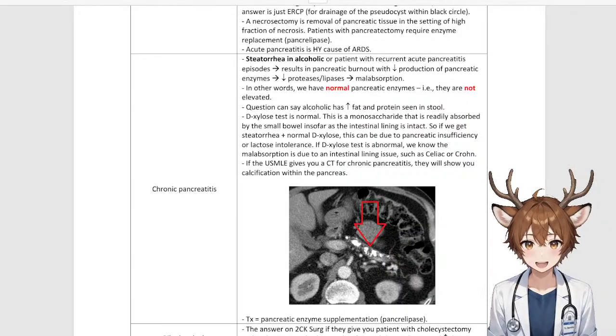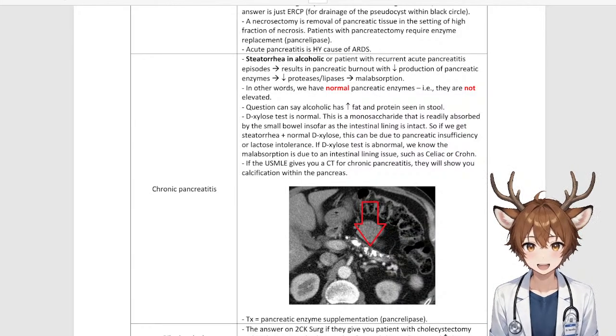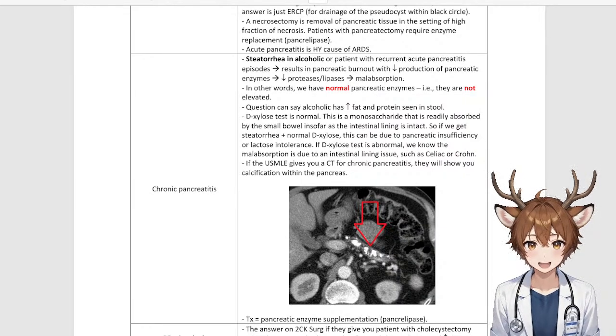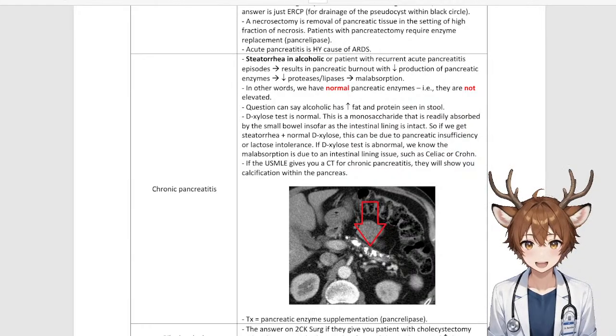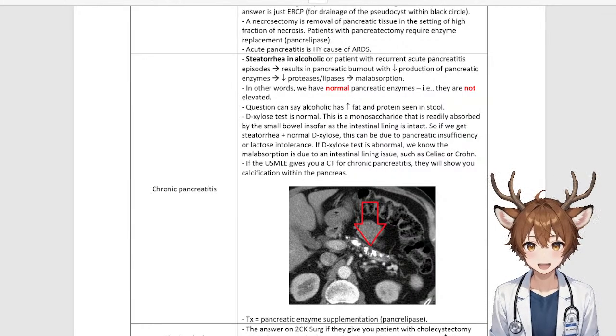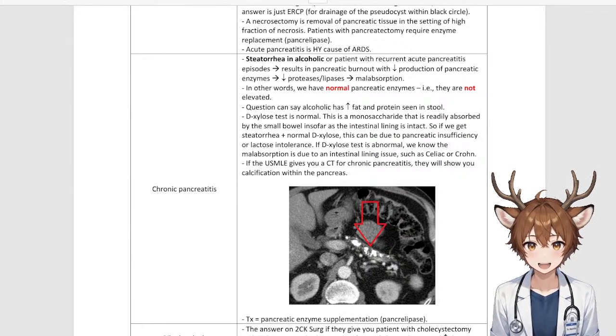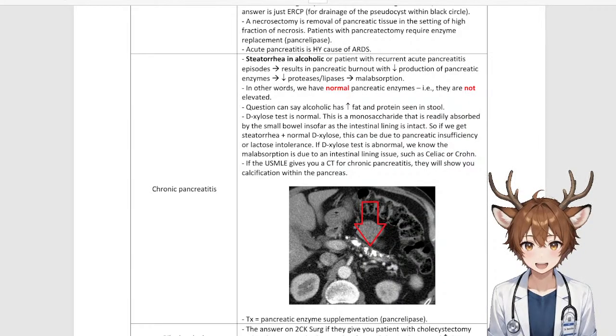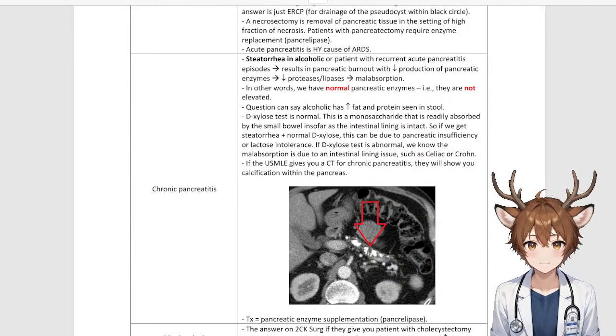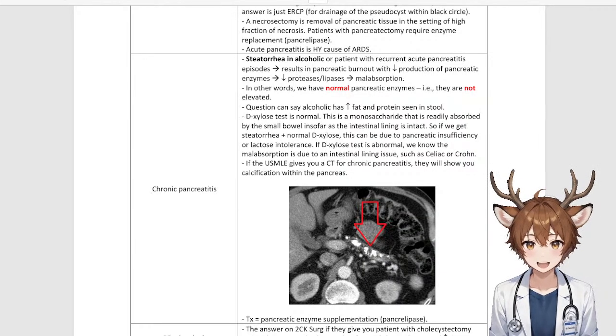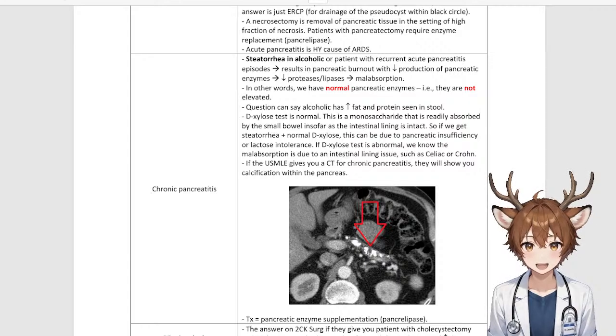Chronic pancreatitis. Steatorrhea in an alcoholic or a patient with recurrent acute pancreatitis episodes results in pancreatic burnout with a decrease in production of pancreatic enzymes, which leads to a decrease in proteases and lipases, which leads to malabsorption. In other words, we have normal pancreatic enzymes, that is to say, they are not elevated. The question can say an alcoholic has an increase in fat and protein seen in stool.